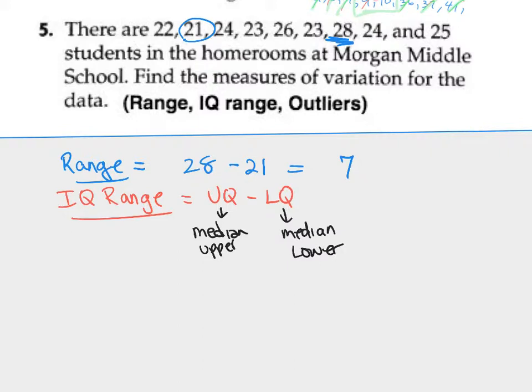So before I can even get the interquartile range, I have to find the upper quartile and the lower quartile, and to do that, I have to arrange everything from least to greatest.